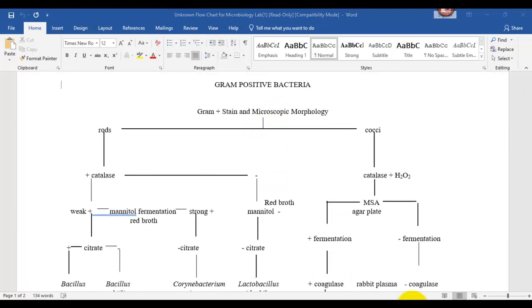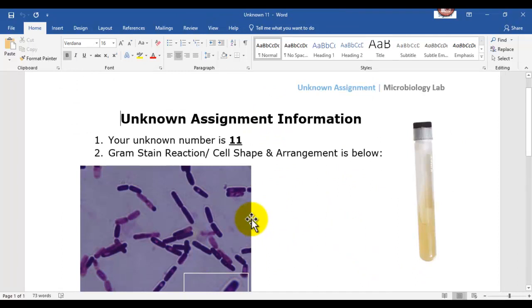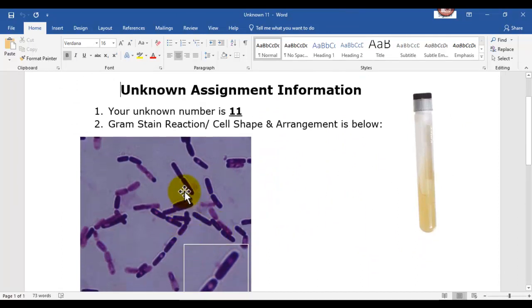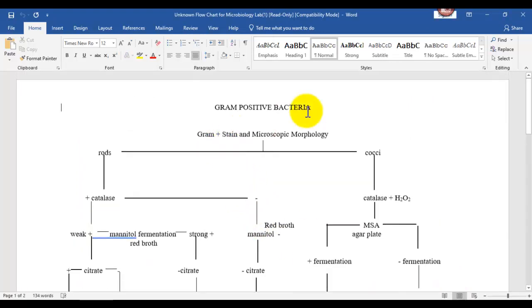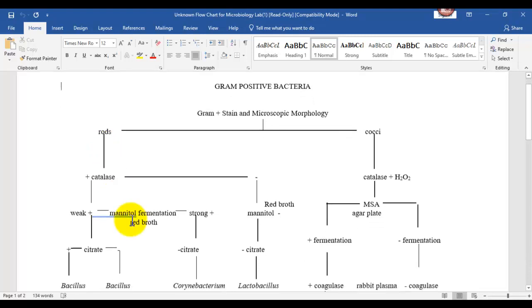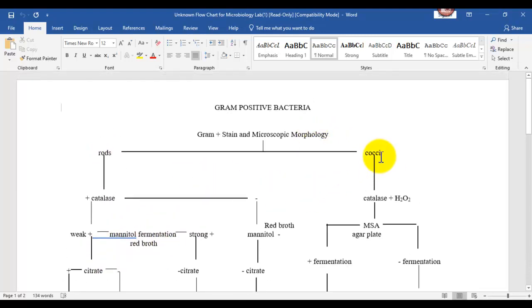Okay, let's do another example. Gram positives, okay? Let's say you do a gram stain, and this is what it looks like. You can see the blue, you can see the rods. It's a gram positive bacillus, rod shaped. Now up here it tells you if you have rods, you're going to be on this side. If you have cocci, you're going to be on this side.